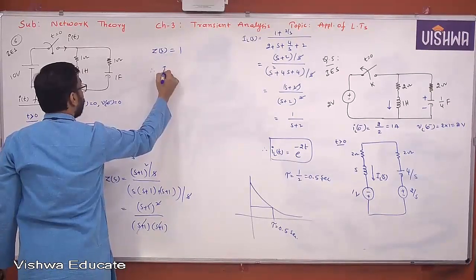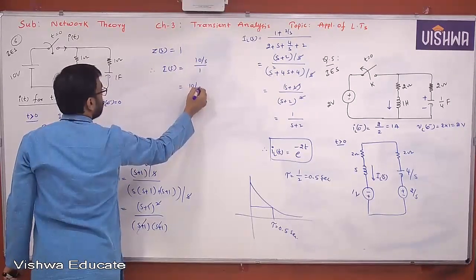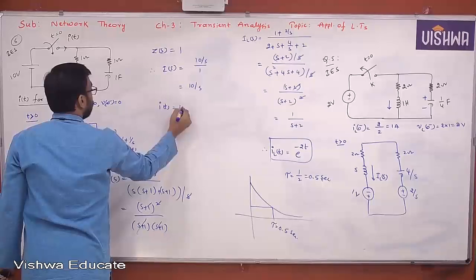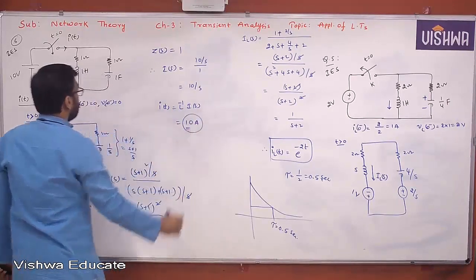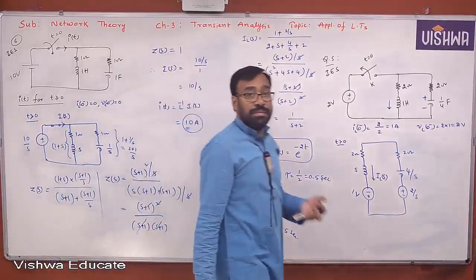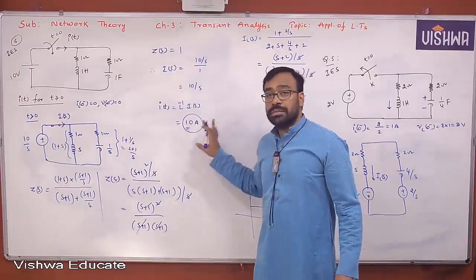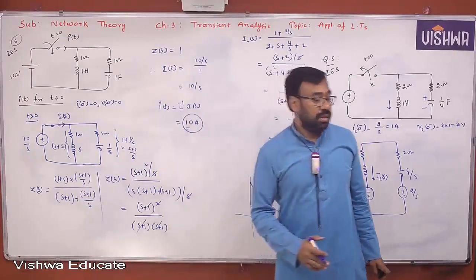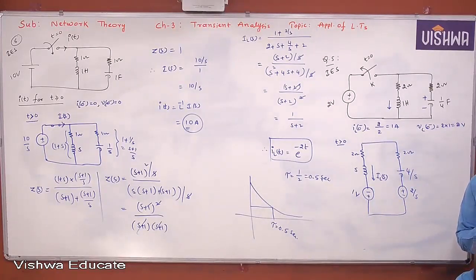Then what is that I of S here? 10 by S by 1. 10 by S. What is I of t? Nothing but L inverse of I of S. Nothing but just 10 ampere. So what is happening here? The current is independent of time. All the time the current is 10 amperes. Constantly it is flowing. The time response itself is 10 amperes here. So note that down. Sixth problem, which was asked in IES.